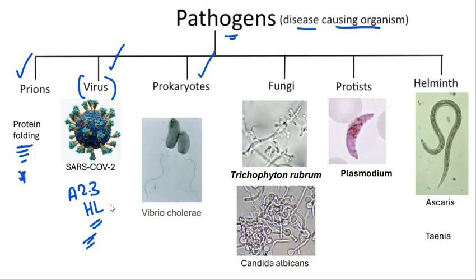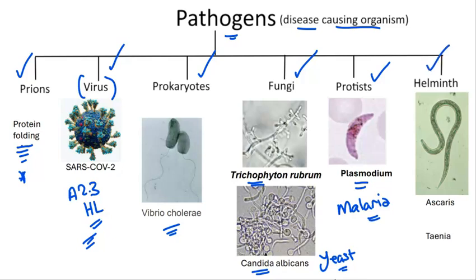Prokaryotic diseases are those of the bacteria, here illustrated by Vibrio cholerae, of course the causal agent of the disease cholera. Our fourth group are the fungi, here illustrated by Trichophyton. Trichophyton is responsible for athlete's foot, whereas Candida albicans is more associated with yeast infections and typically then of the reproductive system. Single-celled eukaryotic cells are the protists, and our example here is Plasmodium, which is the causal agent of the disease malaria.